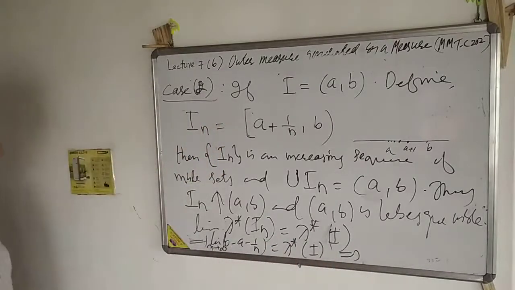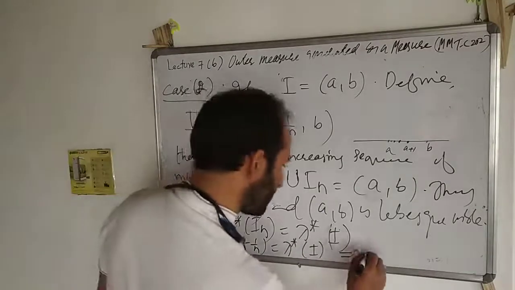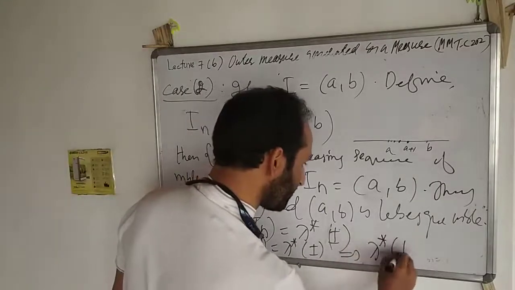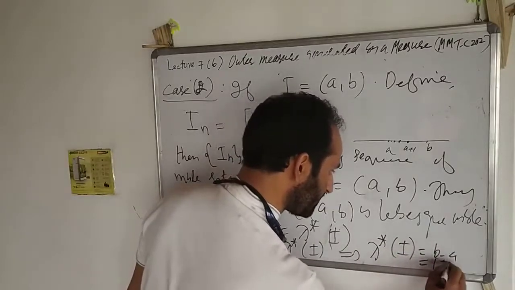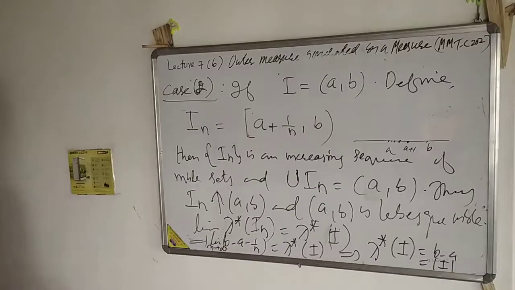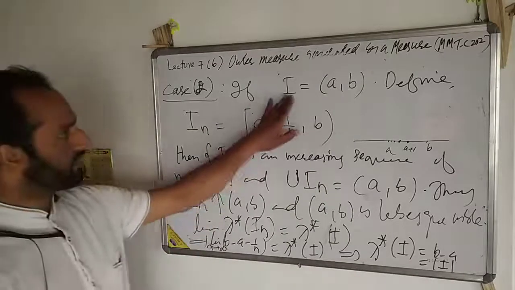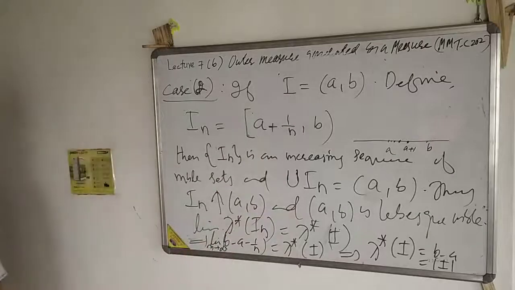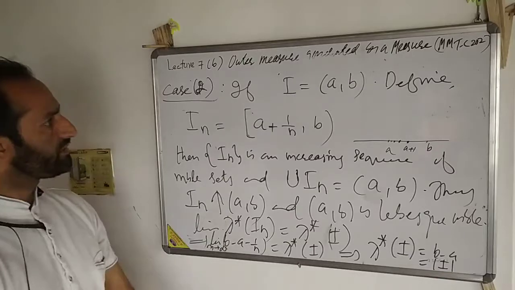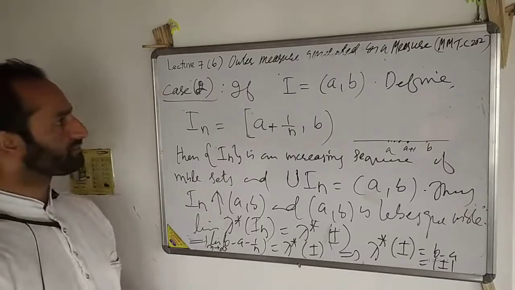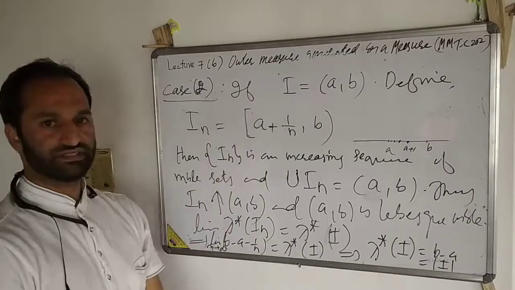What's the limit? The limit of B minus A minus 1 by n is equal to B minus A. So that means the Lebesgue outer measure of I is equal to B minus A, and that's the length of the interval. So in this case, it is also done. If I is an open interval (A, B), then it is Lebesgue measurable, and its Lebesgue measure is equal to its length.